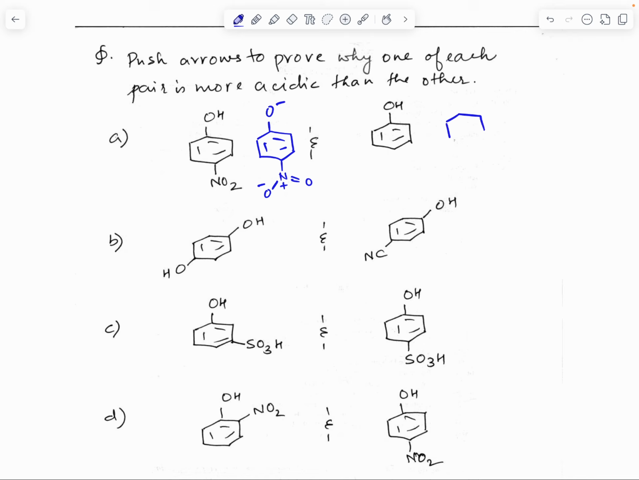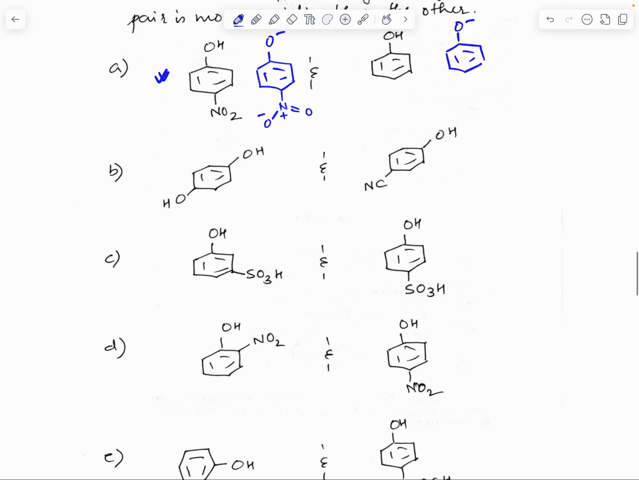And then compare that conjugate base with the conjugate base of the phenol. Notice carefully, the negative charge can be delocalized in the ring in both cases. However, in the first case, this can go into the nitro group because the nitro group is electron withdrawing. Therefore, the nitro group at the para position actually increases the stability of that negative charge. Therefore, in this case, this compound is going to be more acidic. Okay? All right, take a look at the next one.